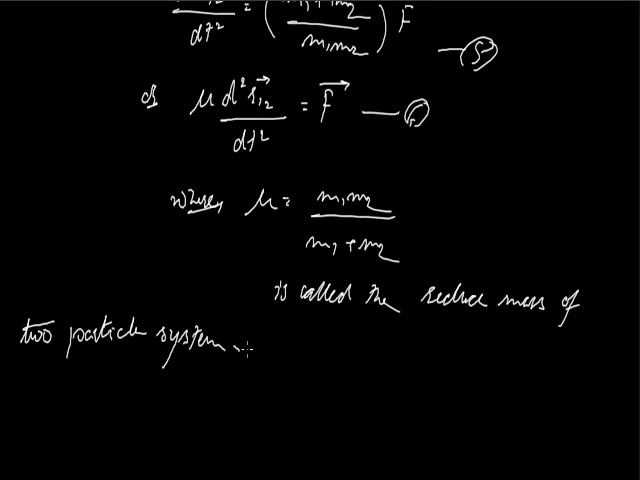In the next lecture, we will look at some examples of two particle system structure, like the system of Earth and Moon, the reduced mass of diatomic molecules, and the reduced mass of hydrogen atom.